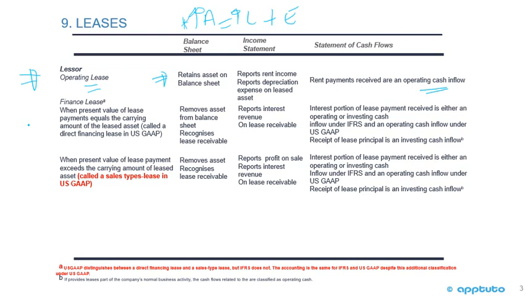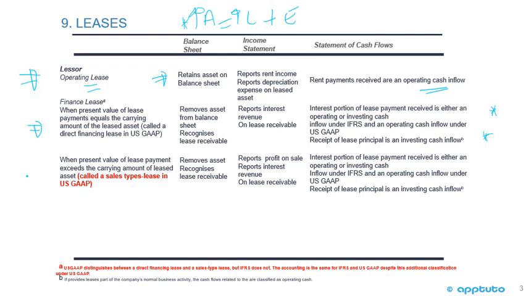Okay. Now, if it's a finance lease, you're going to remove the asset from the balance sheet because the asset is going to move to the lessee's balance sheet. So on the income statement, they're going to report interest revenue on the lease receivable. And again, we saw this previously. The interest portion of the lease payment received is either an operating or investing cash flow under IFRS because it's cash in. It's not financing, it's investing. It's an operating cash flow under US GAAP. And the receipt of the lease principal is an investing cash flow.